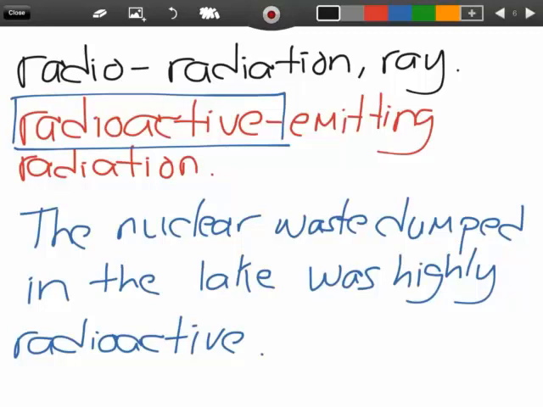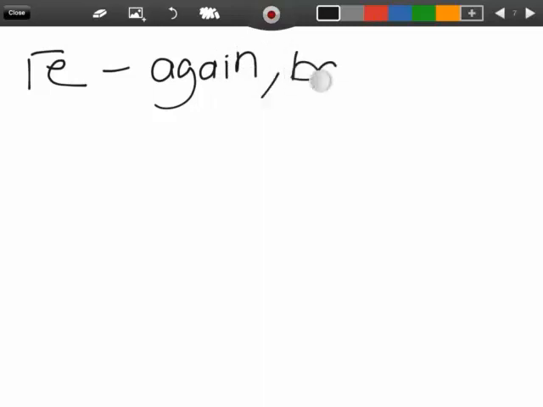Moving on to our next root is re. And this is a very important root, you guys, one of the backbones of the English language. So I'm going to go ahead and put this in a box and put a star next to it after I give you the meaning. And the meaning is again, back, or backwards.